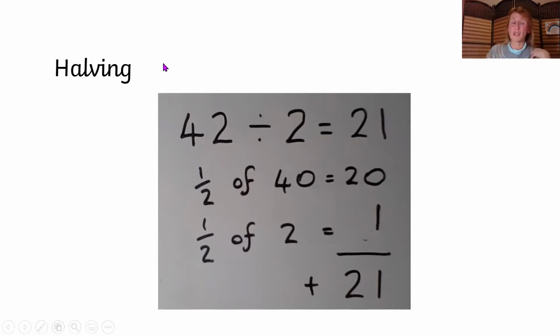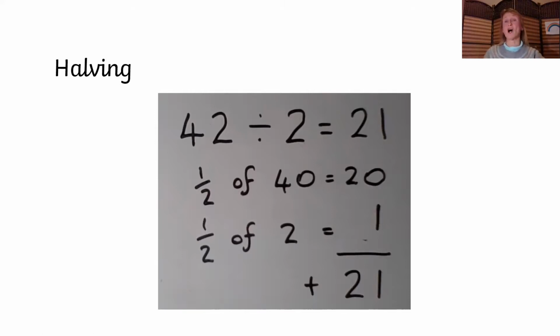If I'm not so sure, think about it in a partitioning way. Think half of 40, know that straight away, that's 20. Half of 2, know that straight away, that's 1. Add those two bits together, 20 and 1 is 21. Half of 42 is 21. Okay, so if I'm dividing by 2, I can halve it.